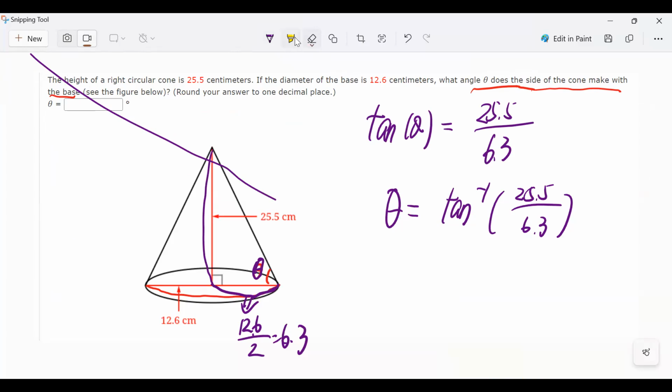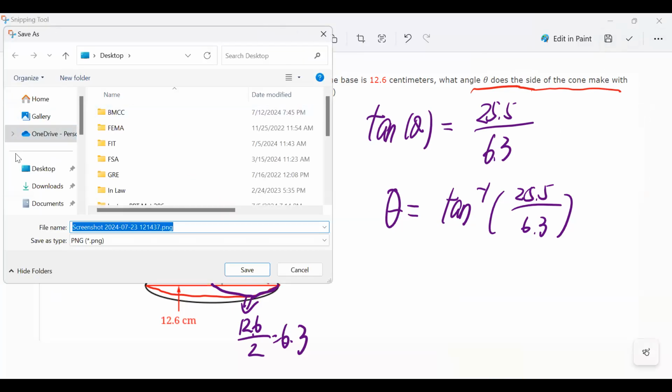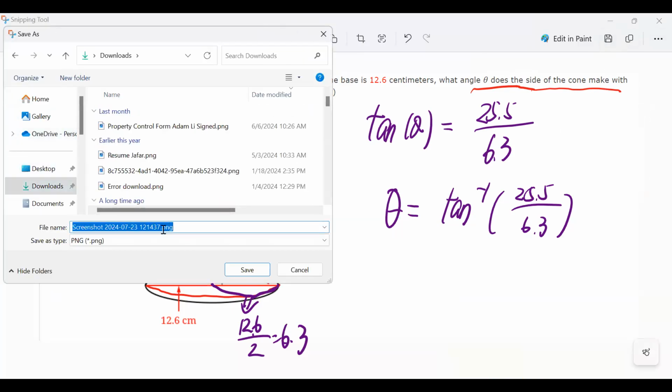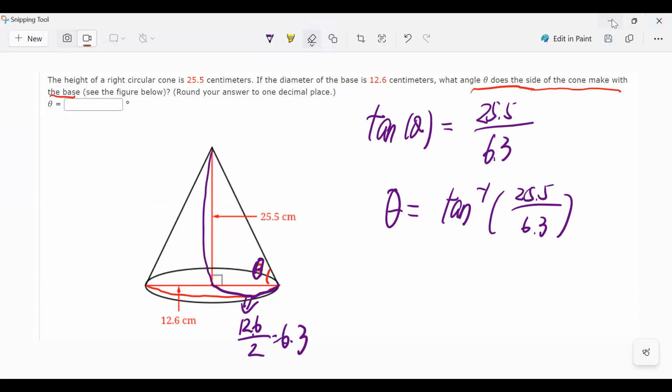I can even save this. Let me see. Okay, I can save this and upload it. Like I saved it as a solution for two. Okay, I'm going to save it. And right here, go back here. You can click on upload file, and under downloads, click on this. Open, and you can upload this.